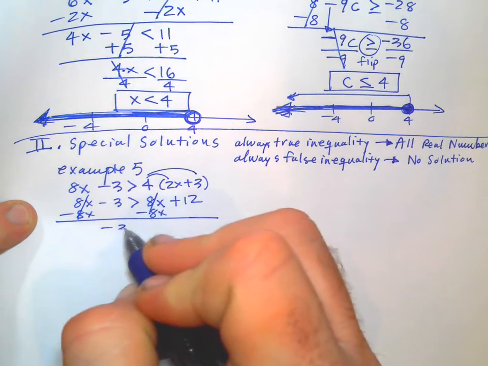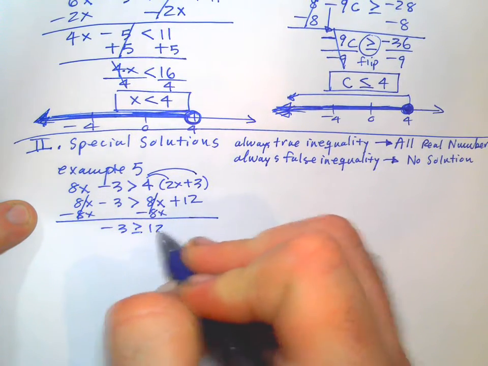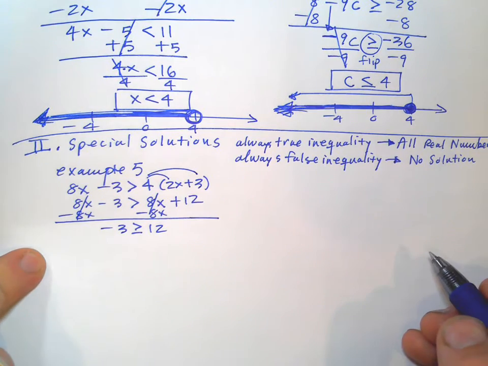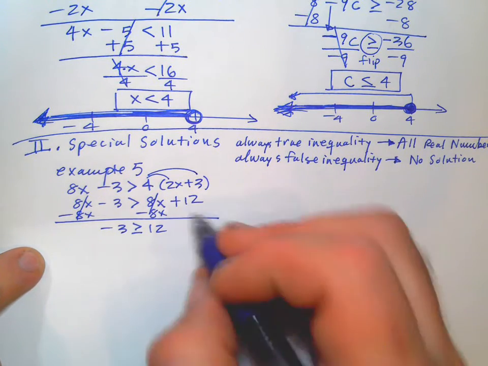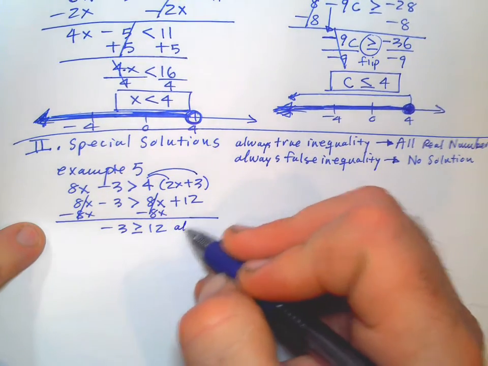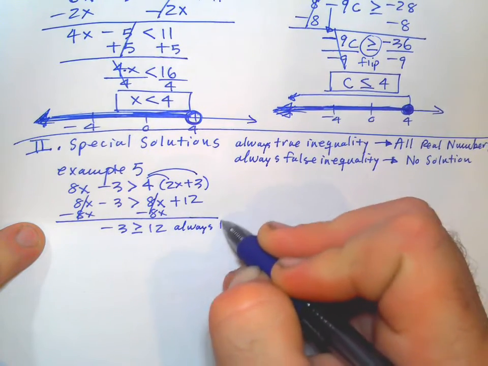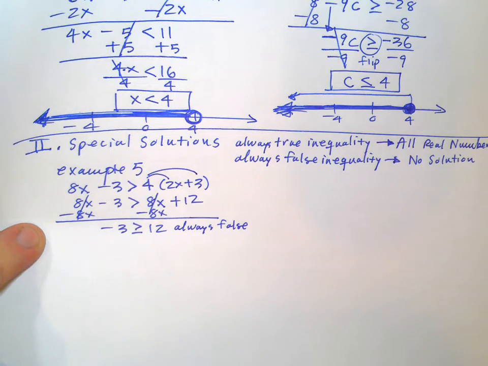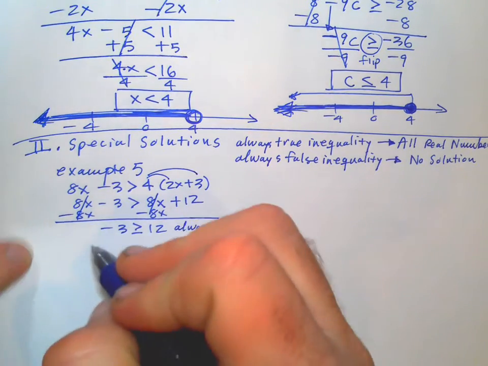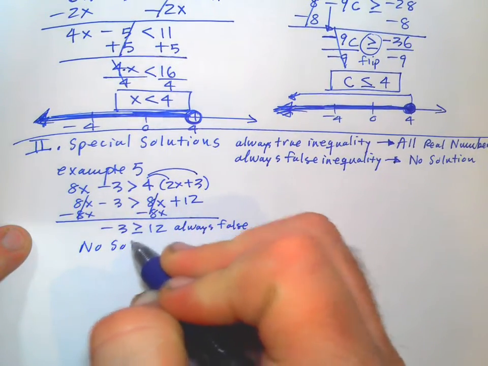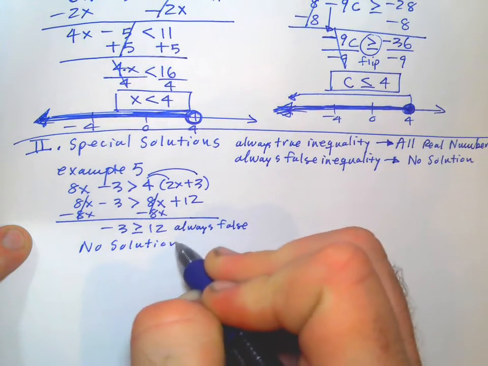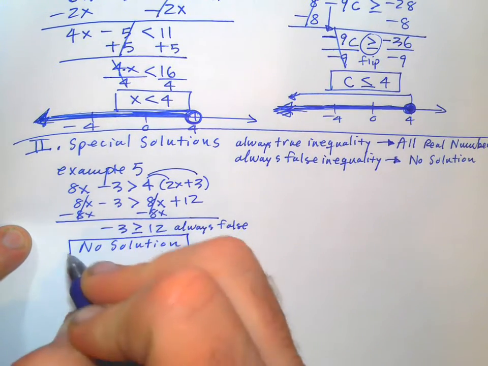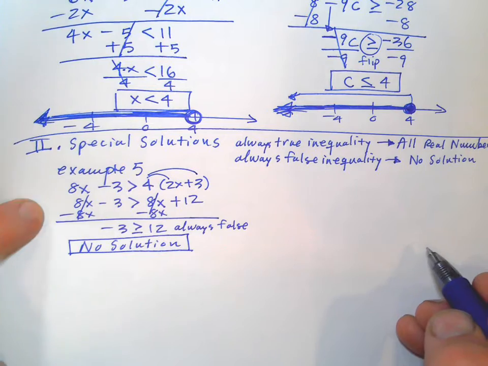Now, that doesn't mean you stop writing. Write down what you have. This is what's left. Negative 3 is greater than or equal to 12. Now, by the way, this is always false, right? Negative 3 is never bigger or equal to 12. This is false no matter what. So the answer is no solution. No value of x is ever going to make negative 3 greater than or equal to 12.